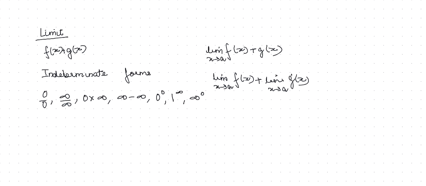So the first problem here is the limit as x tends to infinity of x cubed plus 7 over 4x cubed plus 1. If I put x equal to infinity, we end up with the situation infinity by infinity, which is an indeterminate form.